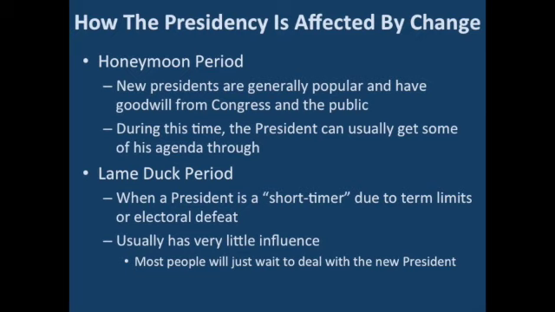Most people, especially if the president is unpopular, would prefer to wait until the new president is sworn in and work with that person, because they're going to be around considerably longer, and it's easier to undertake long-term projects if you've got someone who's going to be in office for a longer period of time.